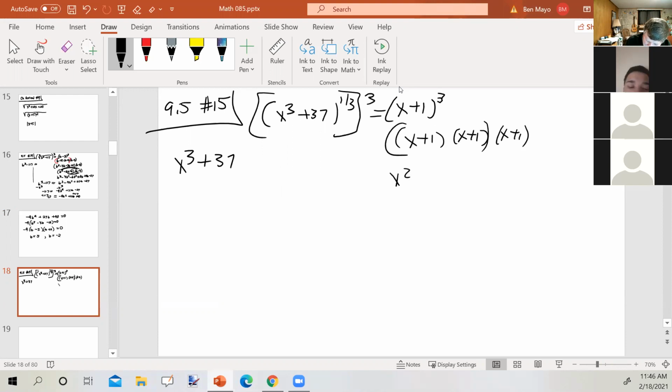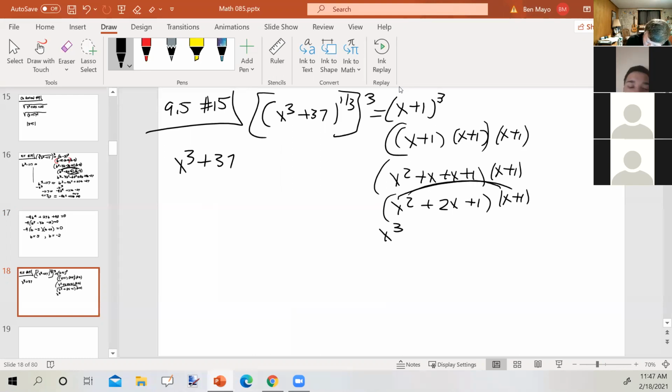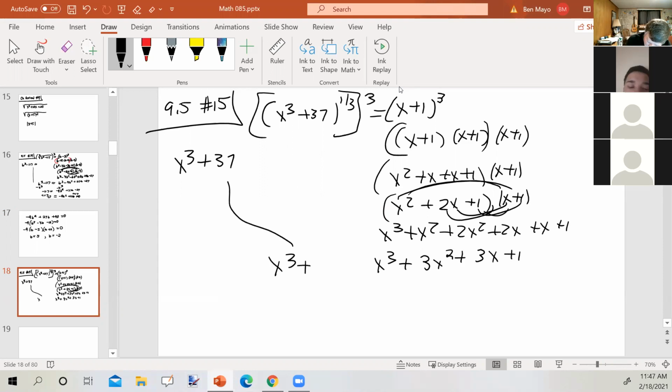Doing the first two, we get x squared plus x plus 1 times x plus 1, which is x squared plus 2x plus 1 times x plus 1, which is x cubed plus x squared plus 2x squared plus 2x plus x plus 1, which is x cubed plus 3x squared plus 3x plus 1. Bring this down, and we have that. Any questions so far? I know I went through those calculations kind of quickly.